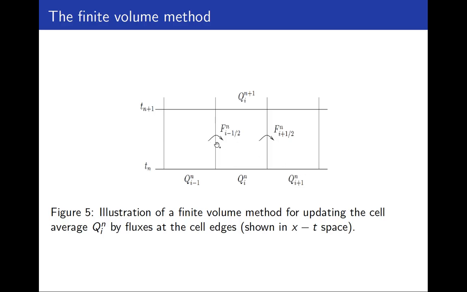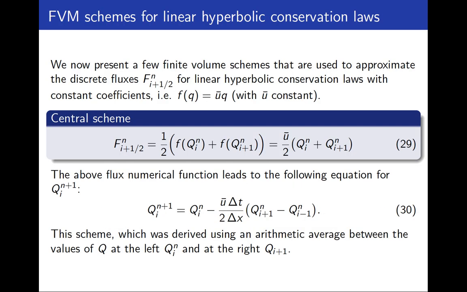So we have some flux functions crossing the borders, and in order to evaluate the value of q at this cell but at the new time step, we need these 3 points and these 2 flux functions. So this is just a graphical representation of the finite volume method.